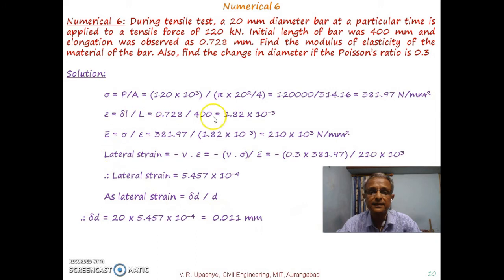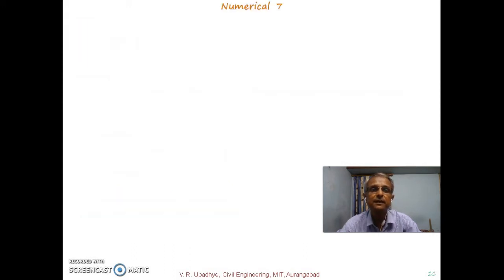This discussion we have done is for uniaxial loading, or only forces along one axis. It may be two-dimensional or three-dimensional, and we will be discussing that in the next lectures. With this numerical done, we will go through one more numerical.